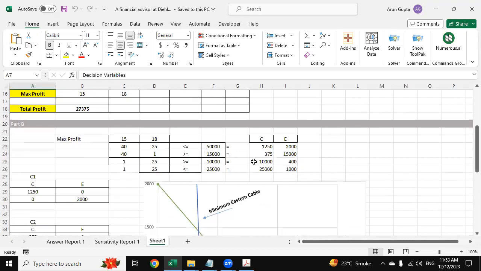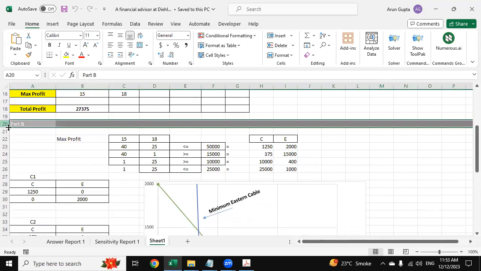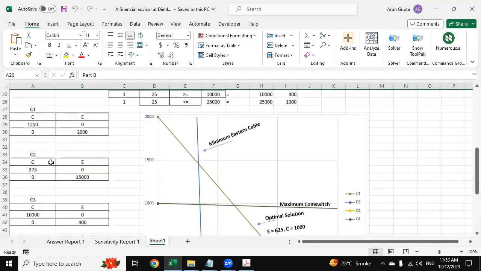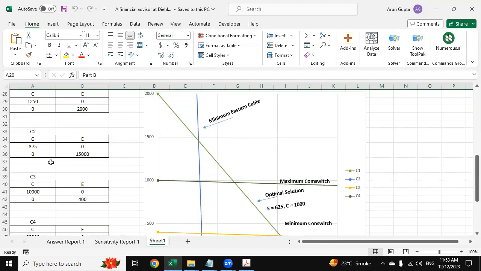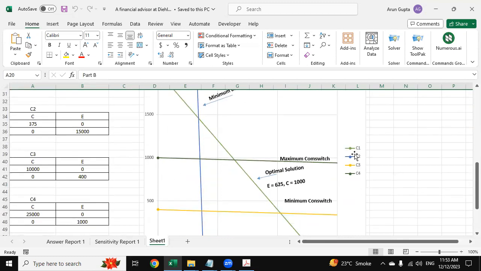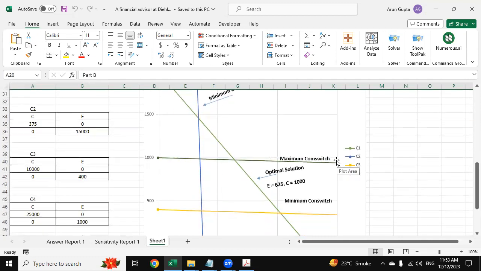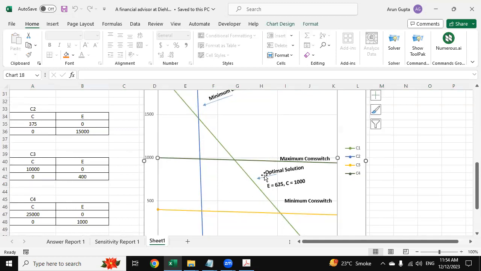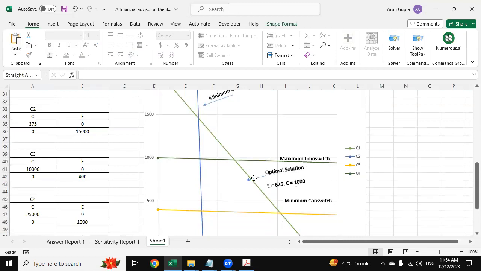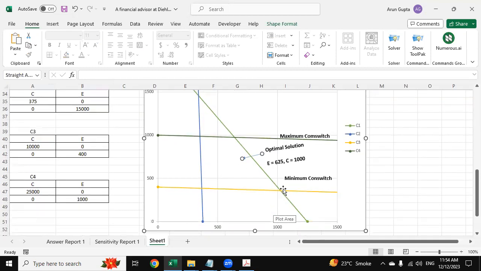Now in part B, this is the solution for part B, and they were asking for the graphical view. So this is the graphical view of that solution, where we have four constraints, C1, C2, C3, and C4. Now this is the minimum Eastern Cable. Then this is the maximum ComSwitch. This area is the optimal solution. Yeah, this one is the optimal solution. And this one is the minimum ComSwitch.